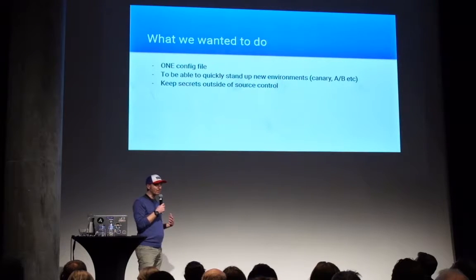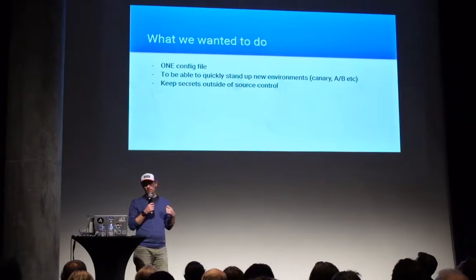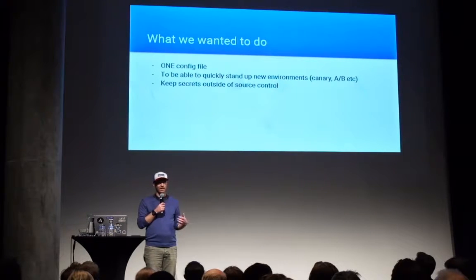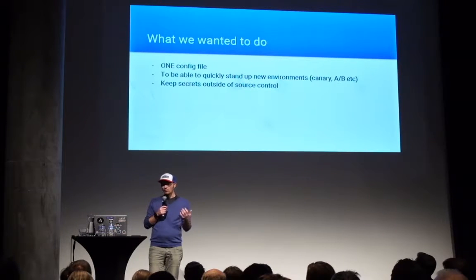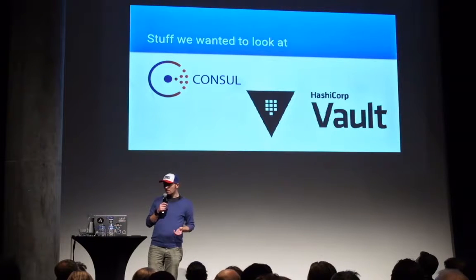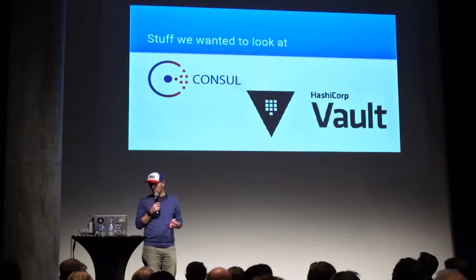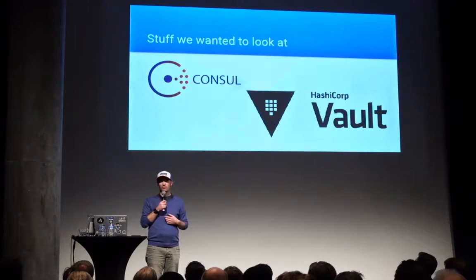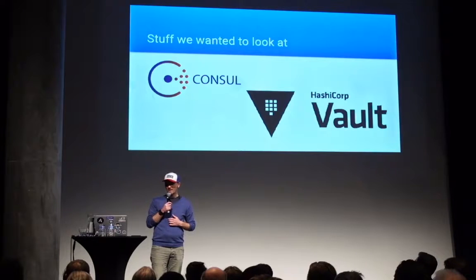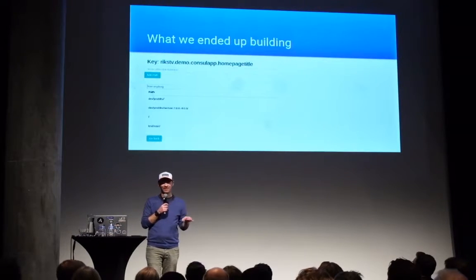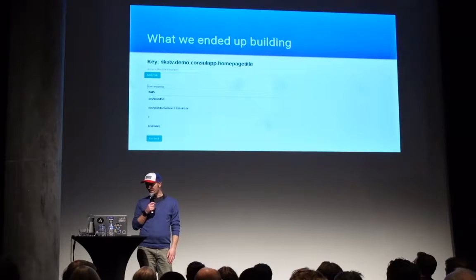So we wanted to see if we could simplify this. We wanted to see if we could have one config file, and we wanted to see if we could make it possible to stand up new environments quickly, and we wanted to see if we could keep secrets out of source control. So we started looking at two HashiCorp products, Consul and Vault, and we decided we're not smart enough to implement Vault, so we scrapped that for now. But Consul was a bit easier, so that was something that we could manage.